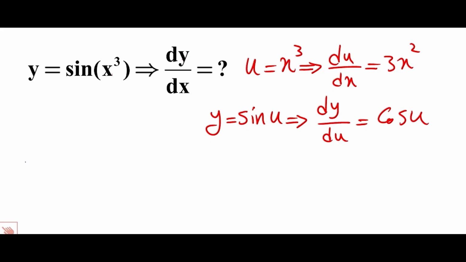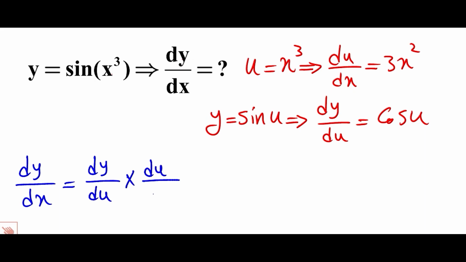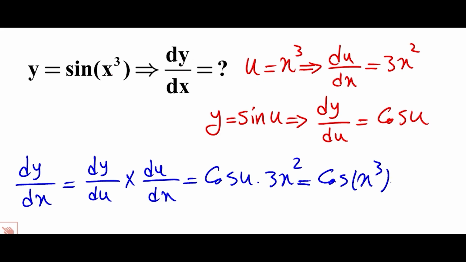So we can say the derivative of y with respect to x is equal to the derivative of y with respect to u times the derivative of u with respect to x. So the derivative of y with respect to u is cosine of u, times the derivative of u with respect to x, which is 3x squared. Now we put the x cubed back in place of u. So we have cosine of x cubed times 3x squared. That's it.